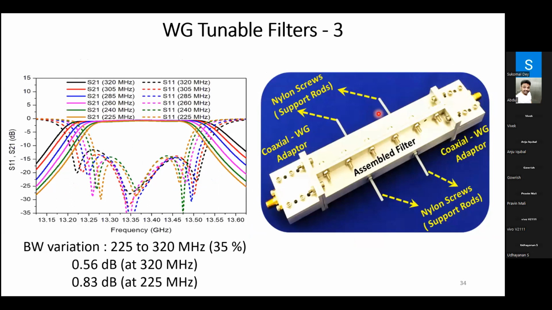So we built the filter using aluminum parts, and we used nylon spacers to connect the tuning element so that there is no electric short between the sidewall and the tuning element. And these are the measured responses. So we got around 35% of bandwidth tunability at 13.5 gigahertz. The center frequency is maintained constant as the bandwidth is reconfigured.